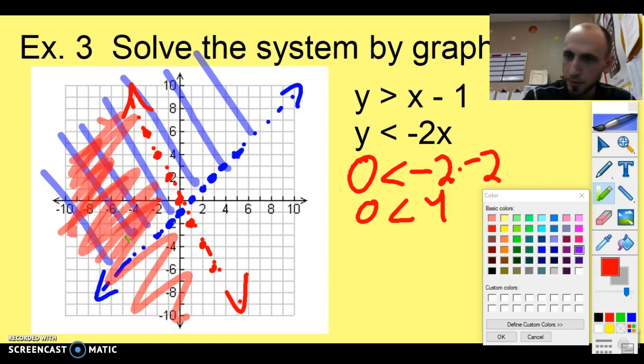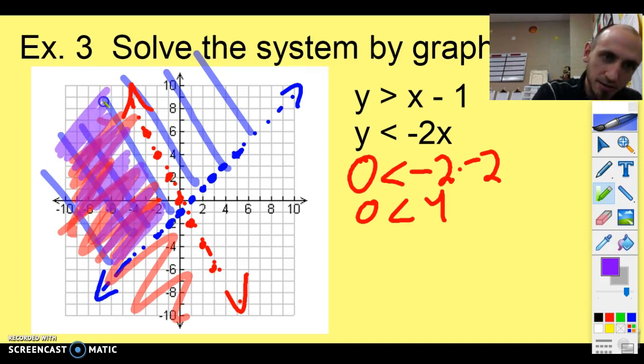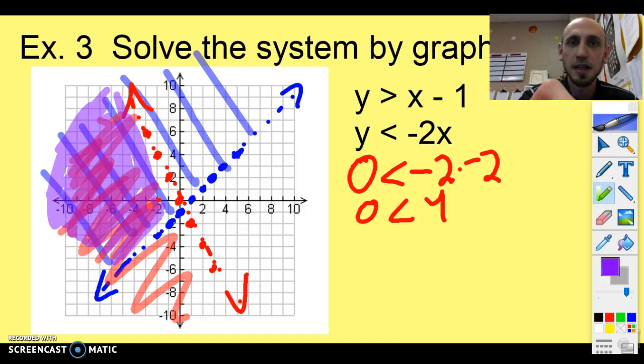That's not purple, is it? No. How about this? Oh, that's a mess. Don't make yours look this bad. Okay, there's my solution area. Anything in this area is my solution area. Okay, don't do that. All right, last one.